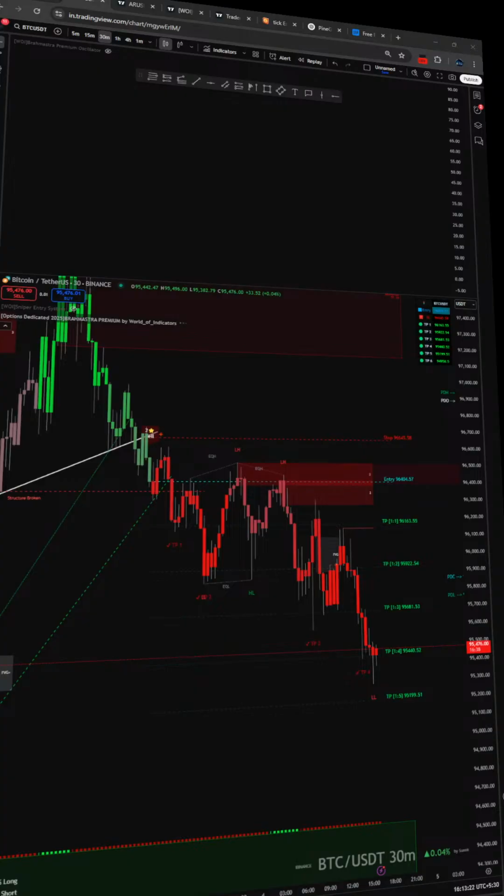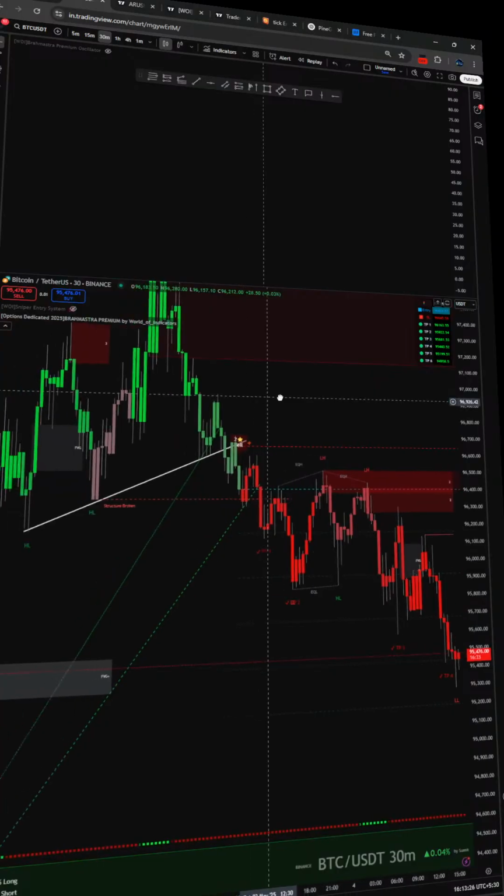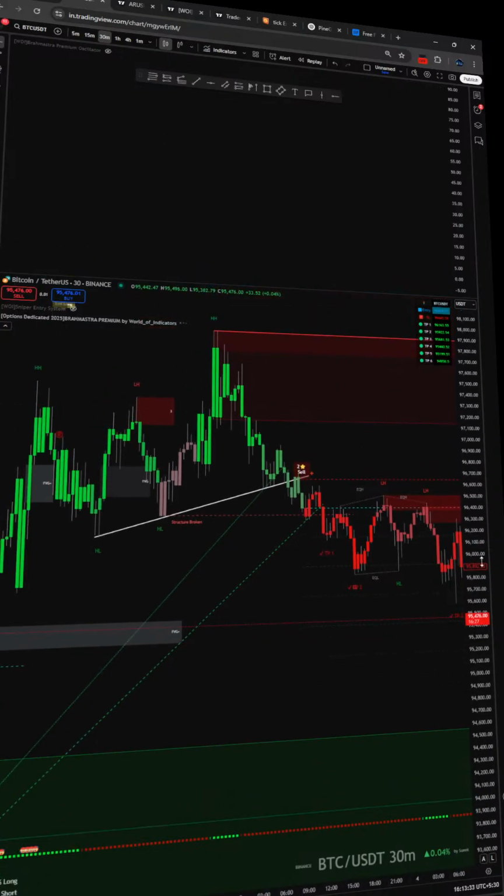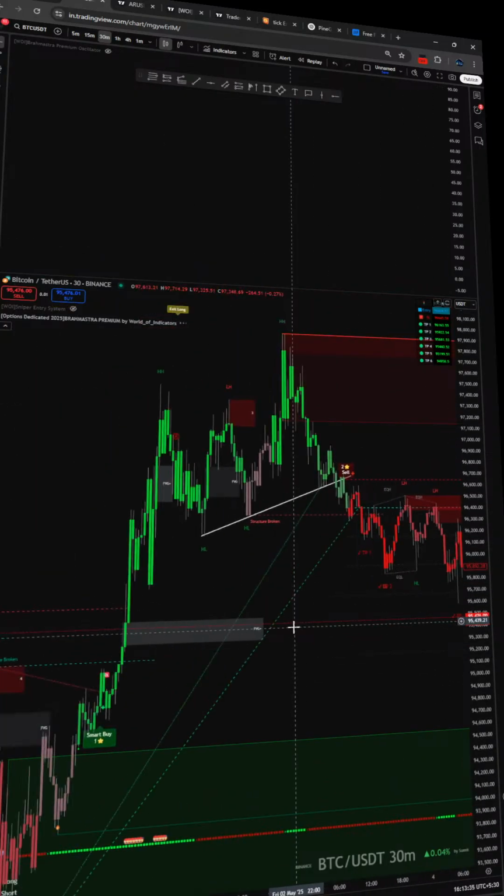Okay, got you. So this is our new Brahmastra indicator. This is the latest one. We have updated it many times and we have released the final update soon.